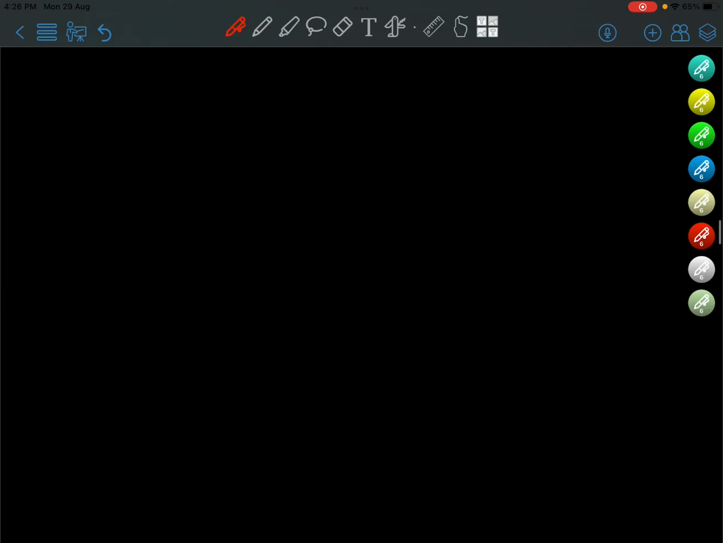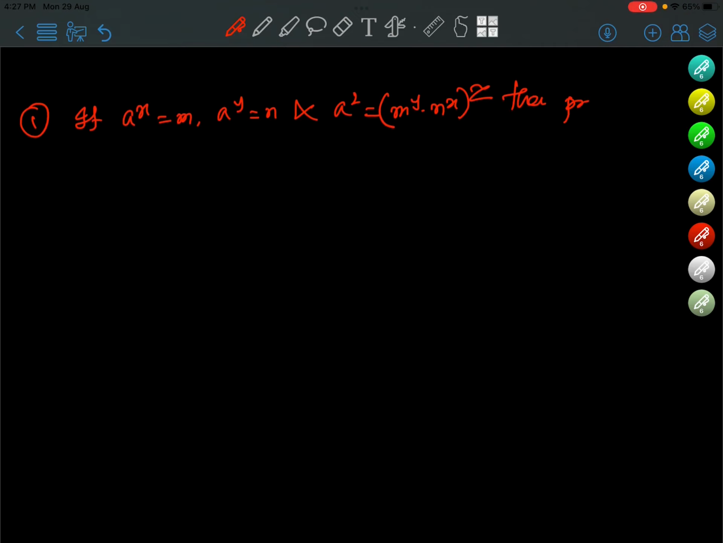The first question is, if a to the power x equals m, a to the power y equals n, and a square equals m to the power y into n to the power x to the power of z, then prove that xyz equals 1. To start this problem, we have to start with the given conditions.